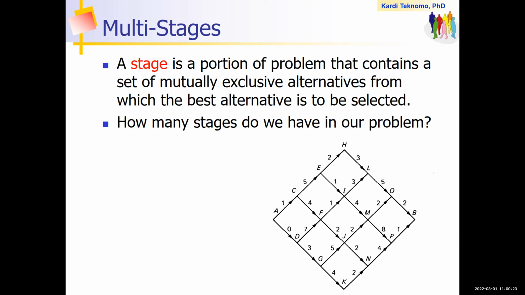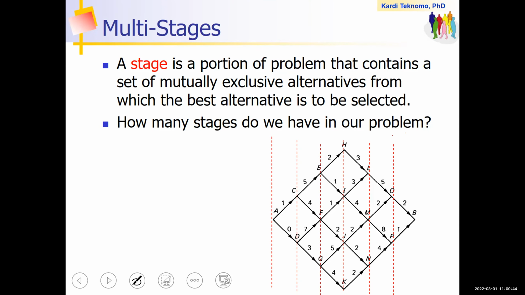So we can set here. So from B, okay, the earlier stage is O and P. So this is the stage N, right? So this is N minus 1, okay, N minus 2, and so on. So this is stage 1. 1, 2, 3, 4, 5, 6. So you have six stages in here. Okay, so each line here represents a stage.